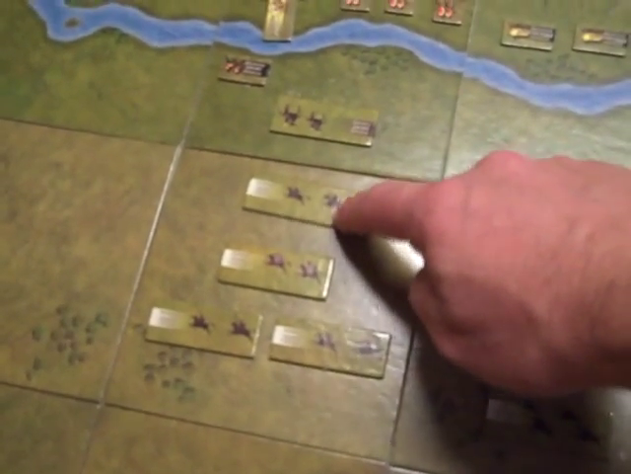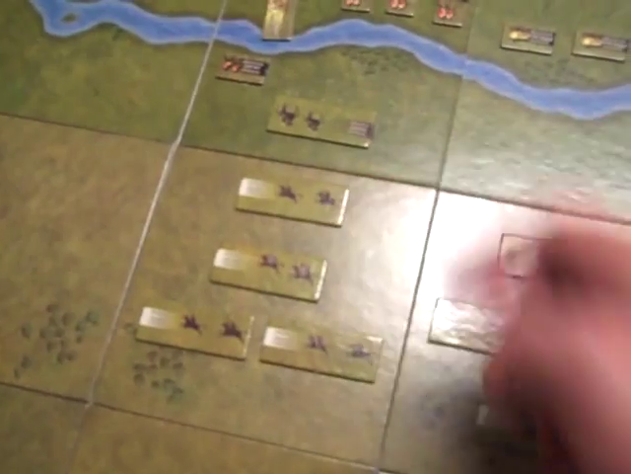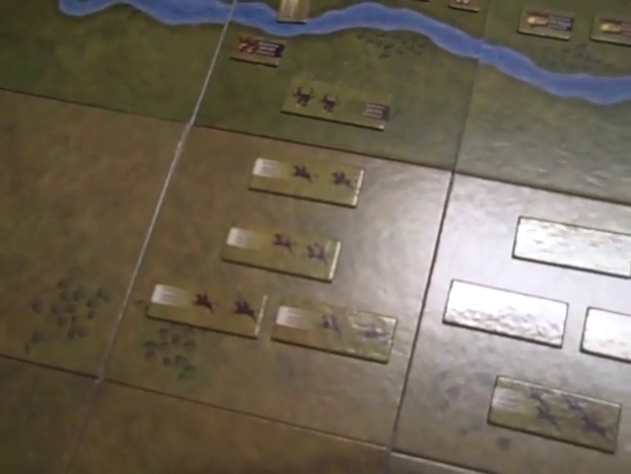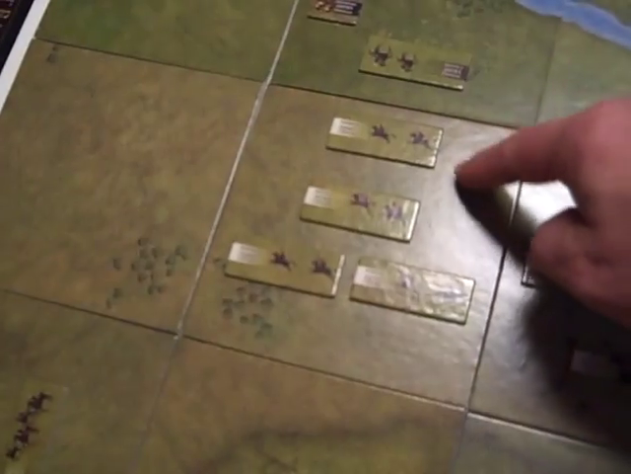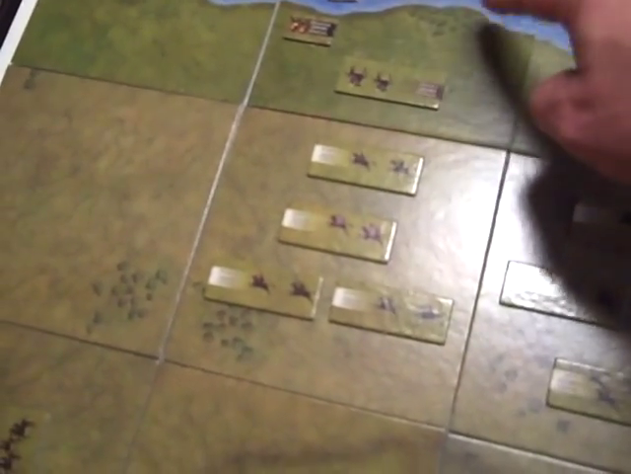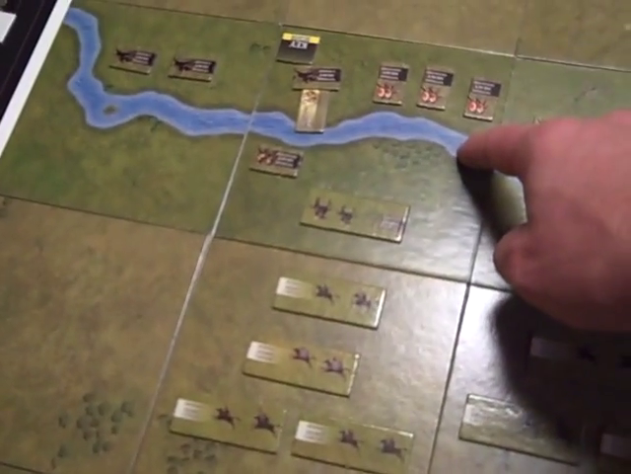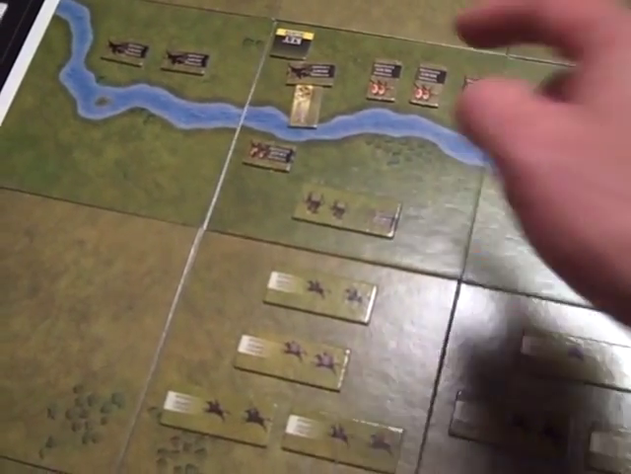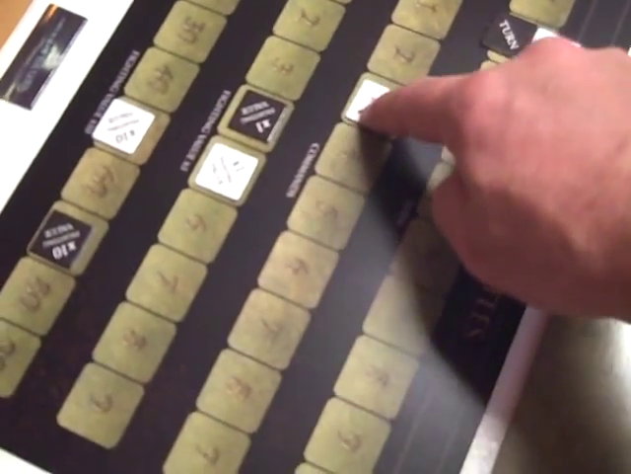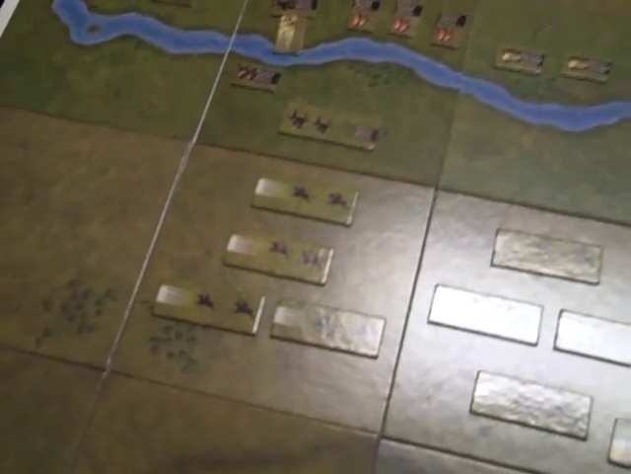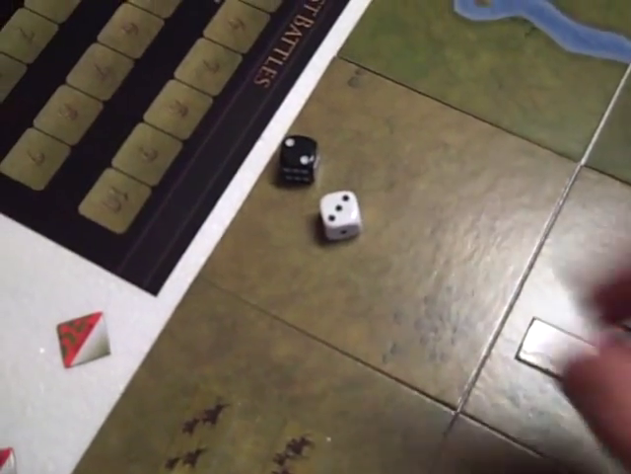So average heavy cavalry attacking average light cavalry is going to hit on a roll of 8, but they also get +1 for being a lead unit and +1 for attacking chaps who are in a river zone. So we're going to be needing a 7 to hit. It costs 2 commands to activate the zone, so we take those off to start with, and then we roll our dice. We roll a measly 5, so that is no hit.